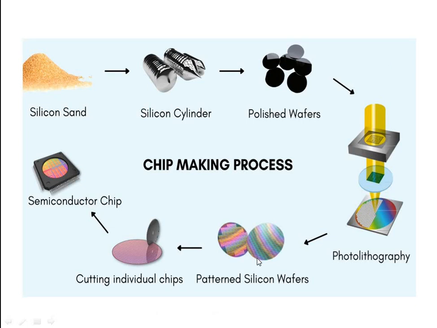And this is the cycle of the chip making process. The chip is nothing but ICs. It is made using a silicon wafer. Silicon is the pure form of sand. Okay, these are silicon ingots or silicon cylinders, and these are polished wafers on which we are going to fabricate a lot of integrated circuits. And there are the processes, photolithography process, pattern silicon wafers, cutting individual chips, many things in between. And these are the major transformations and process of integrated circuits from silicon.